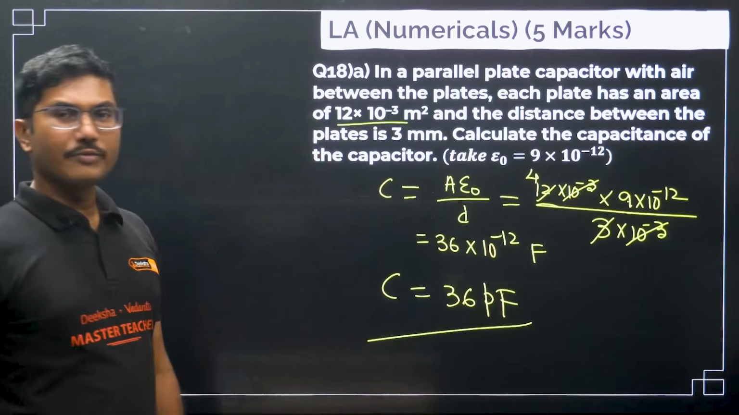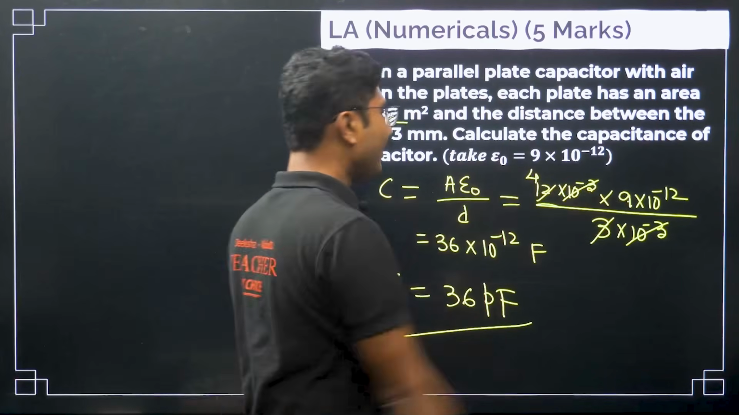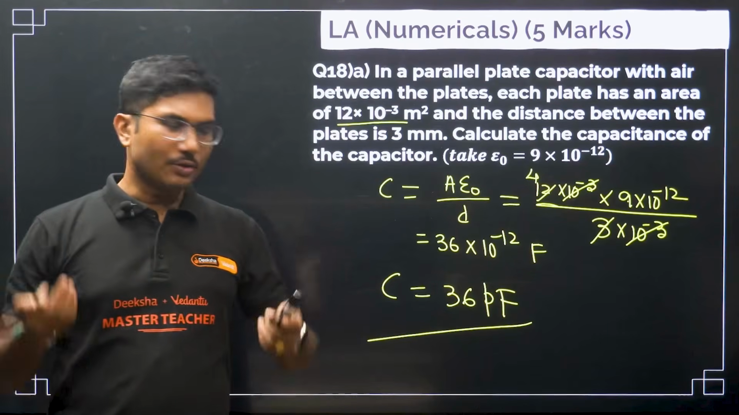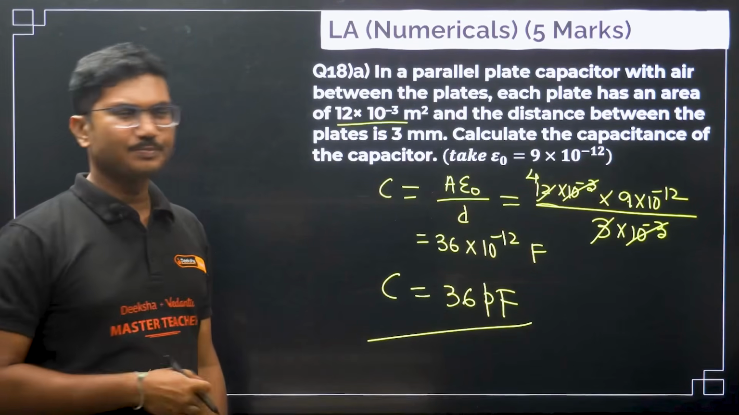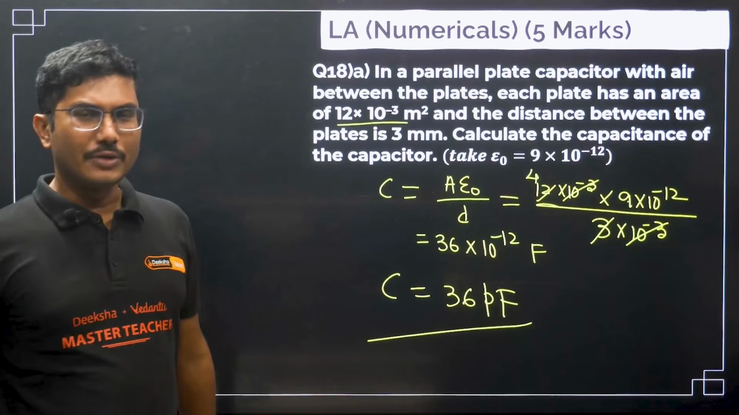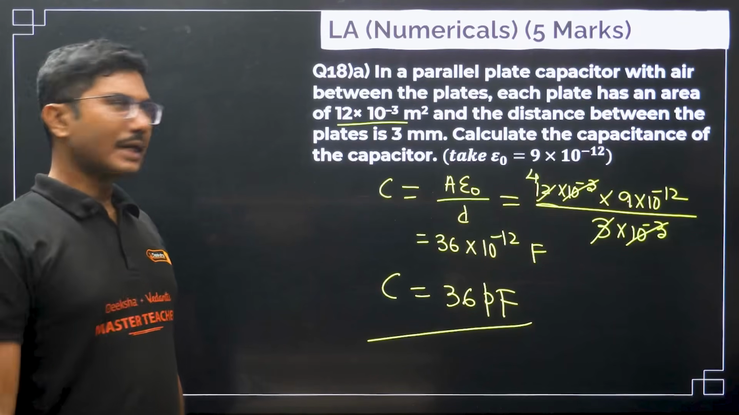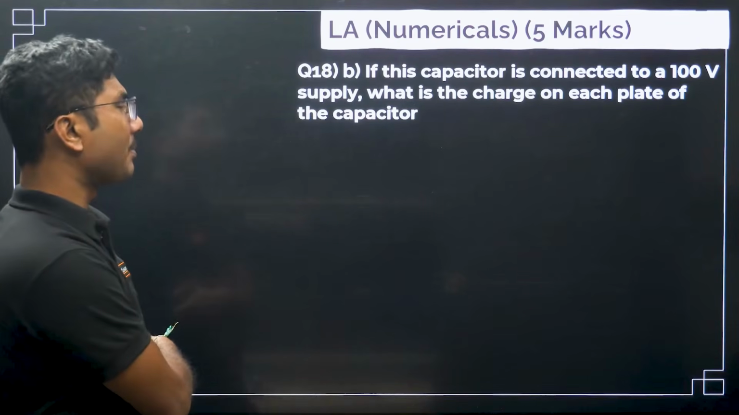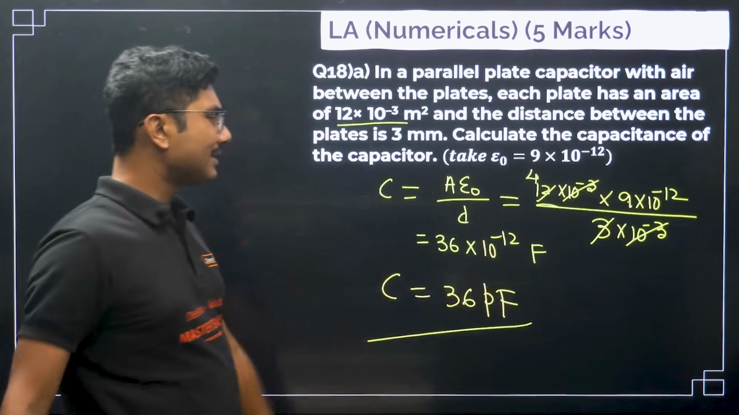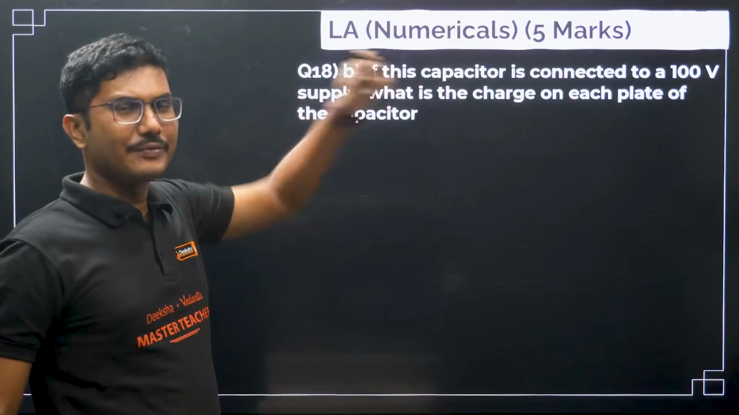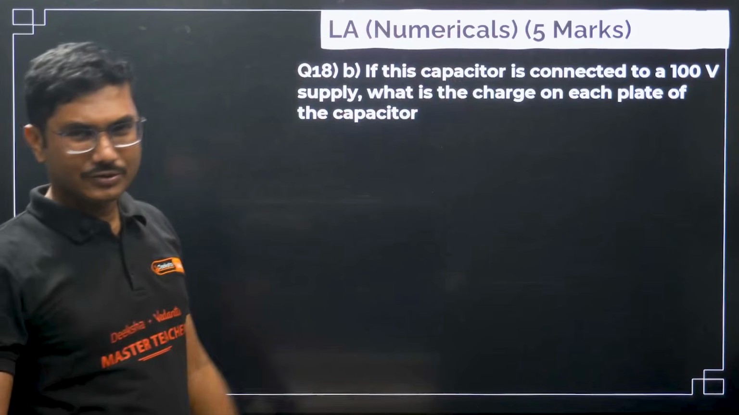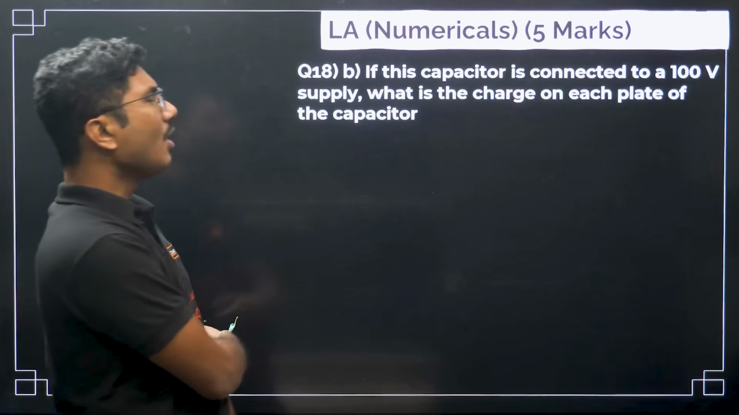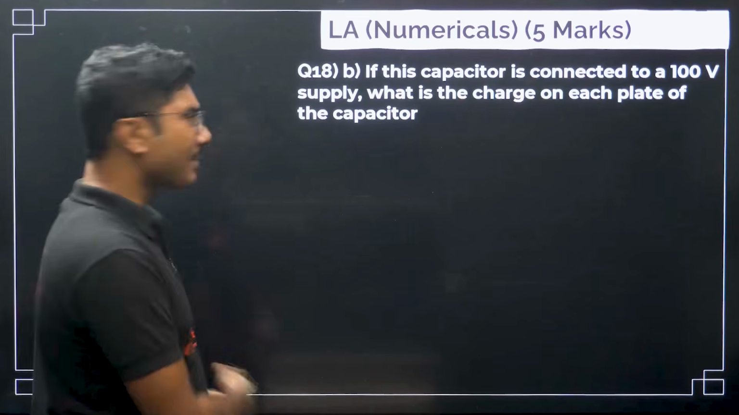In case they don't give you this value, you use 8.85 and use your calculator to calculate the final value. Even though that will be 35 point something, because you are allowed to use a simple calculator, you can calculate that. Now part B: if this capacitor is connected to a 100 volt supply, what is the charge on each plate of the capacitor? Remember why they have given this value, because the second part will be difficult if the 9 into 10 to the power of minus 12 is not given.